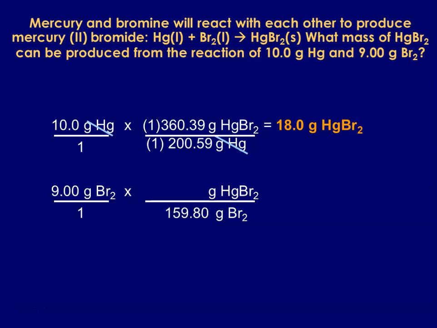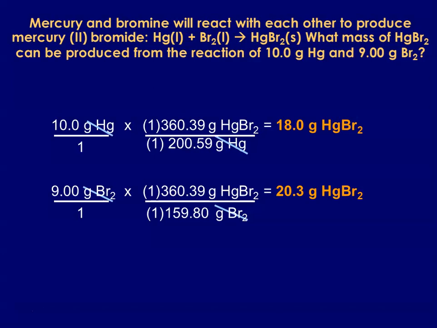So I would take the molar mass of bromine, 79.9 times 2, and then the molar mass of HgBr2, 360.39. I look at my balanced equation to see the stoichiometric relationship between bromine and mercury 2 bromide, 1 to 1, and I multiply and divide. I want 3 sig figs in my answer, and this time I got that I could make 20.3 grams of HgBr2 from 9 grams of bromine in an unlimited supply of mercury.